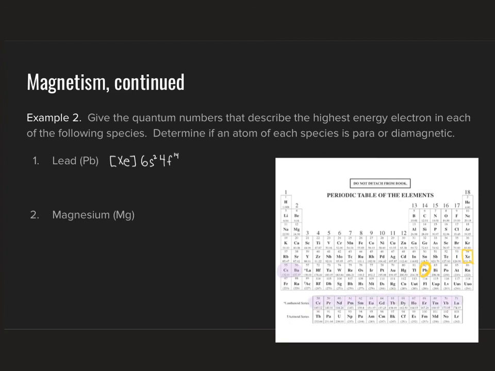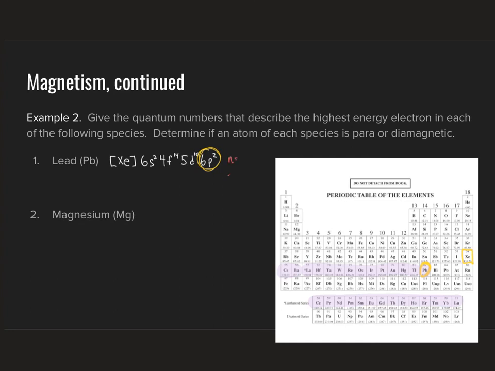4f14, 5d10, 6p2. So there's our electron configuration, and let's go ahead and circle there the highest energy electron. That's the last filled electron in that lead atom, that 6p2 electron. So let's go ahead now and give the quantum numbers that describe that 6p2 electron.